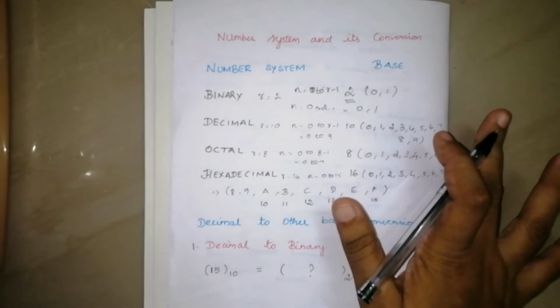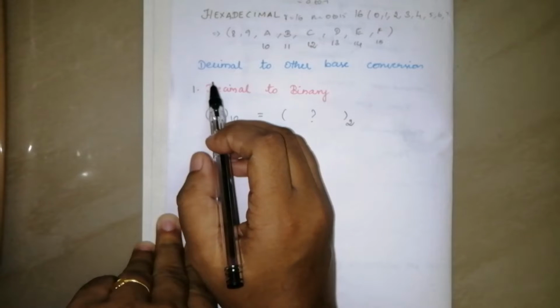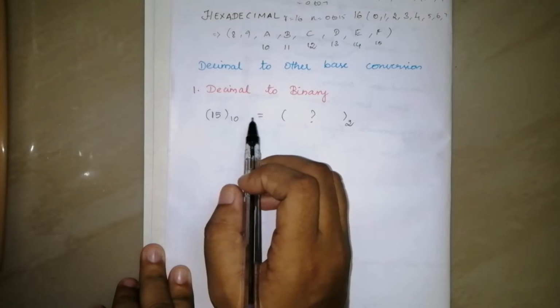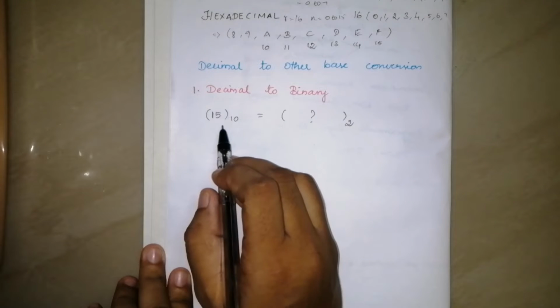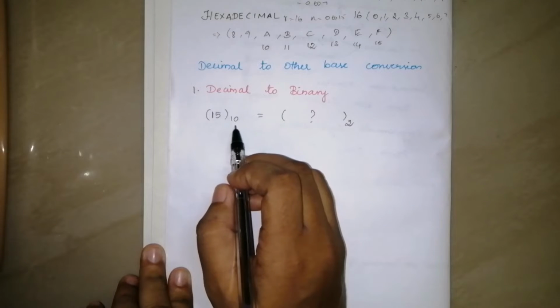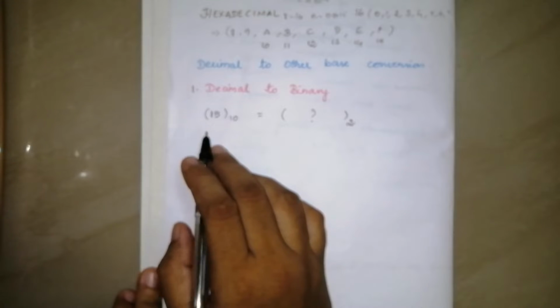I think you have understood the basic number systems. Now let us discuss the conversions. First we will discuss decimal to other base conversion. The first one is decimal to binary. Let us consider this example: 15, where the base is 10 for decimal. So I have given 10 here. We have to find the binary equivalent of this decimal number.